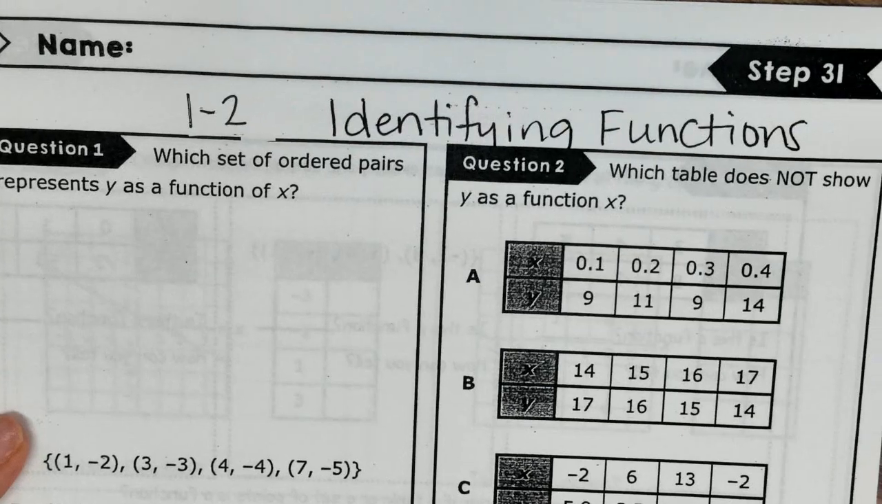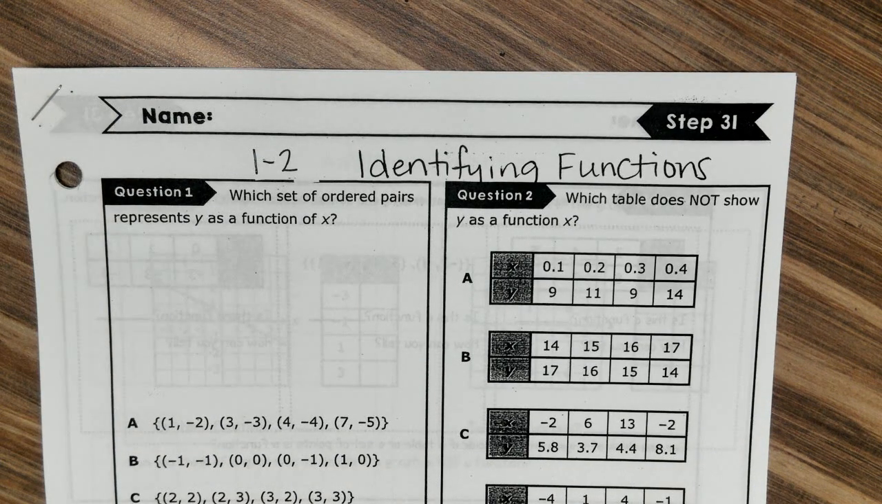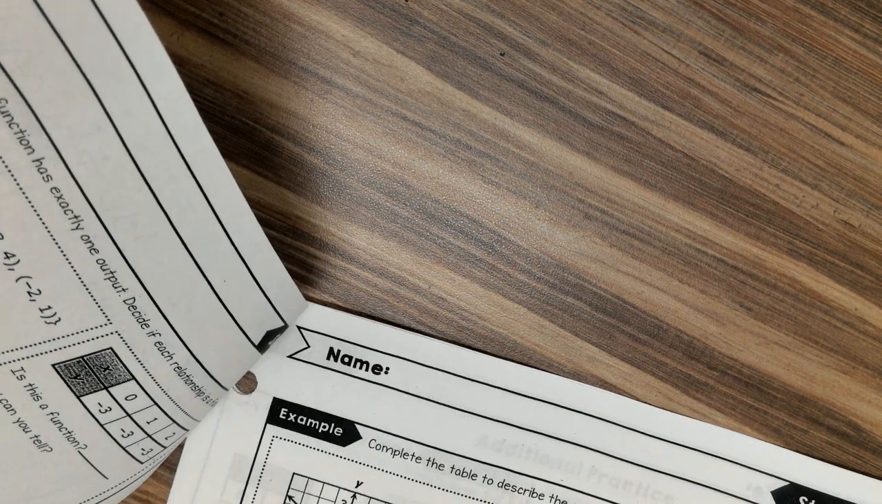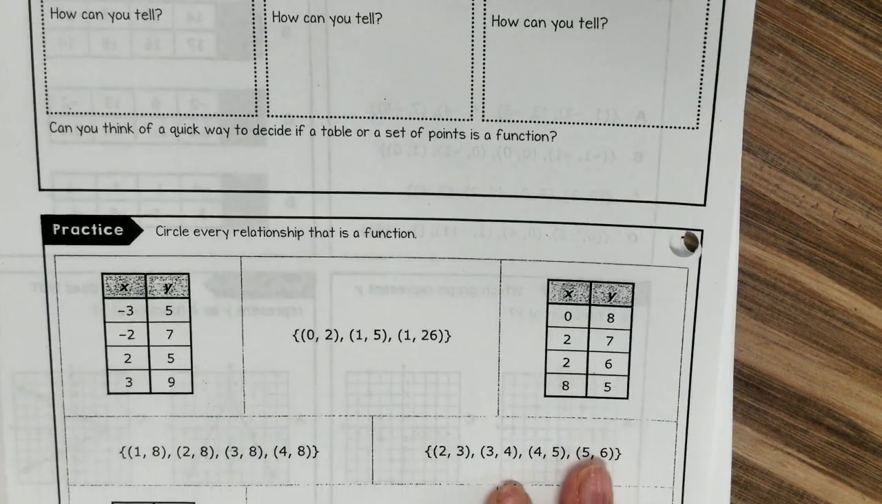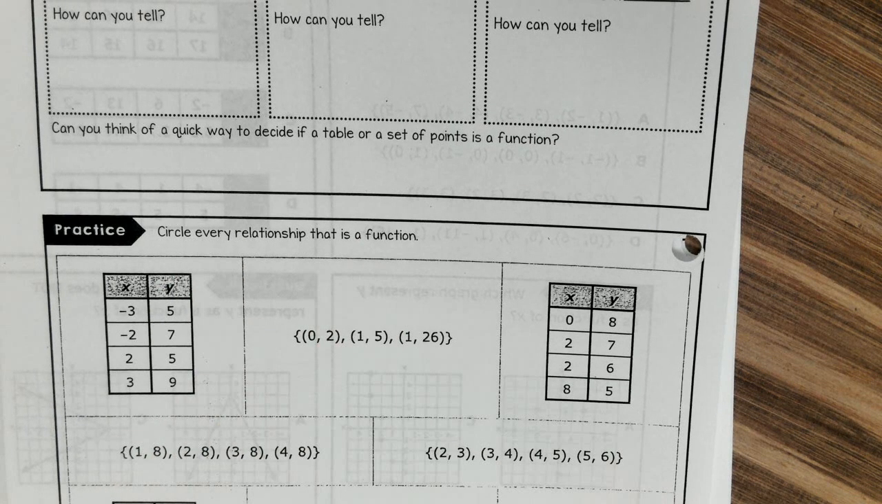Okay, put your name on it when you get it. Remember that this whole assignment is identifying functions. Make sure you read the directions carefully because it might say which table is not. It might say which table is a function. And then be careful, like on the back, you have to read what it says. Like on the bottom, it says circle every relationship that is a function. So there's more than one answer. Yes?